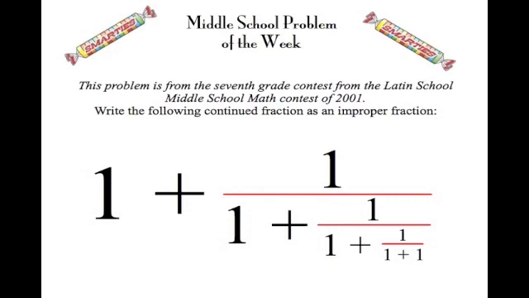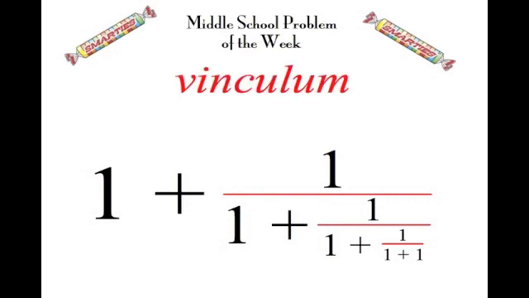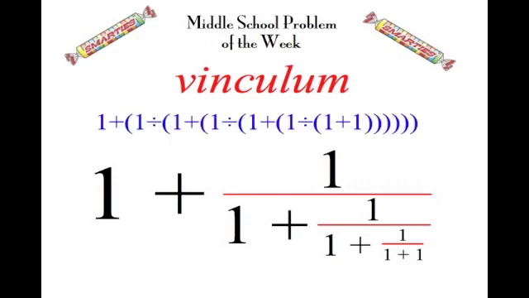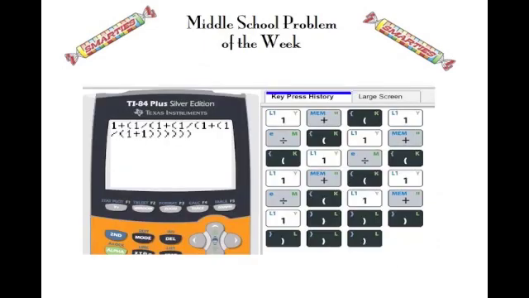And now the fraction bars have been colored red because each one is called a vinculum. When fraction bars are long and horizontal, they serve two purposes: one, to indicate division, and two, to serve as grouping symbols. And if we didn't have the vinculums here, we'd have to type the problem like this, where the innermost parentheses are called nested parentheses. On our calculator, it looks like this.